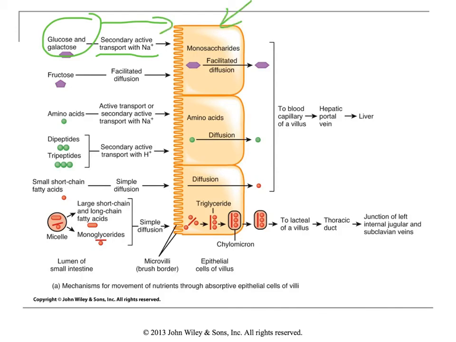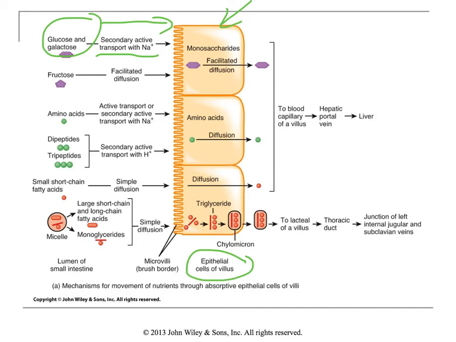So this is supposed to be the cells in the mucosa of the small intestines. Here are the epithelial cells of the villus. The villus actually has microvilli on it. I don't want you to memorize all this, but I want you to see that things are going to move through, and there are different mechanisms to get them all through.